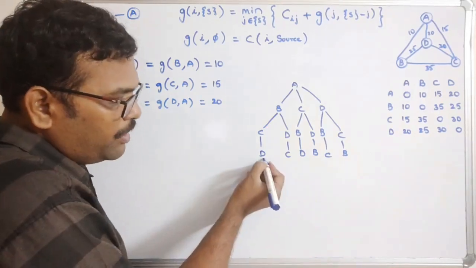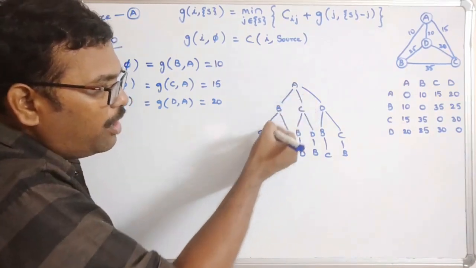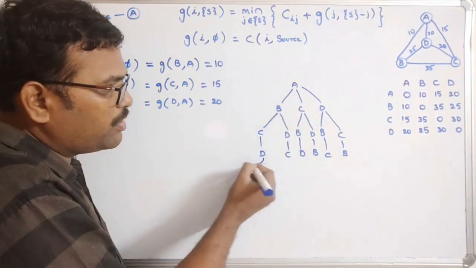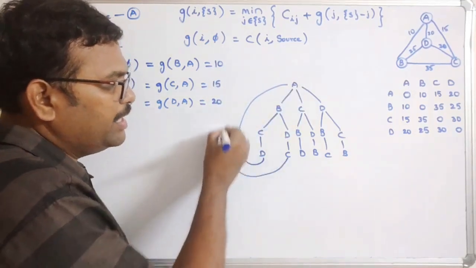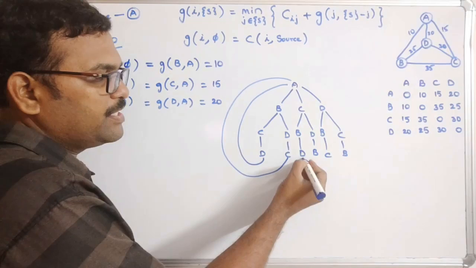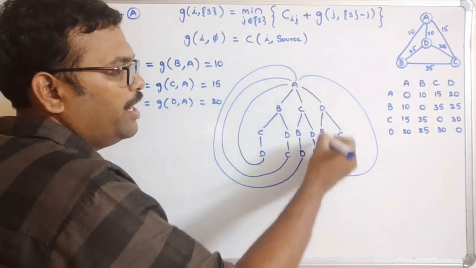So after coming to D, what's the next move? We have visited all vertices here, so it should go back to A. Similarly, if it is C, it should go back to A. If it is D, again it should go back to A. B, go back to A.